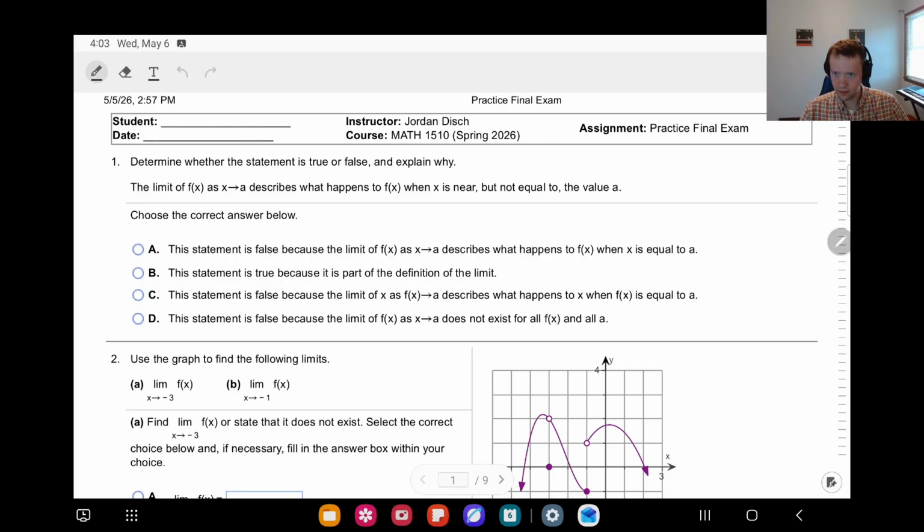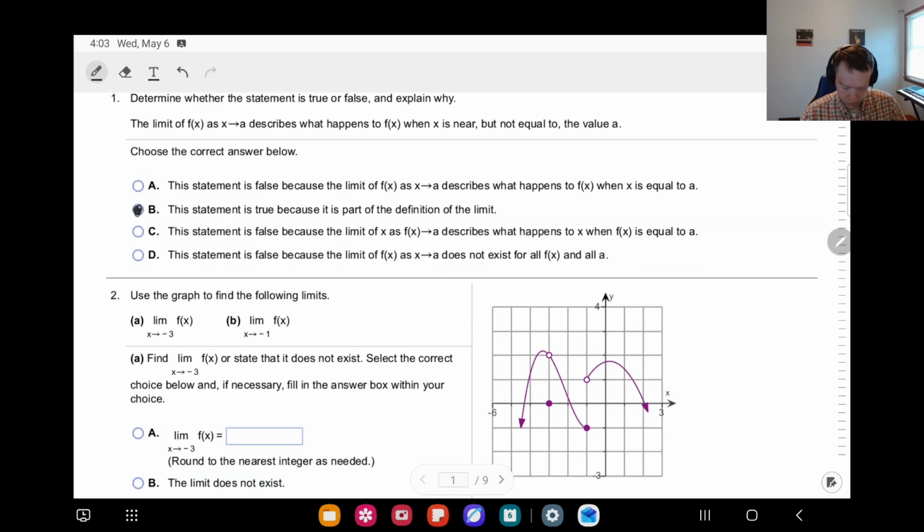So number one, it's a true-false problem. Determine whether the statement is true or false. The limit of f of x as x approaches a describes what happens to f of x when x is near but not equal to the value a. Well, that is just true. That is the definition. This is a big part of the definition of the limit. What matters is what's happening as x is approaching a. So, yeah, that's just true.